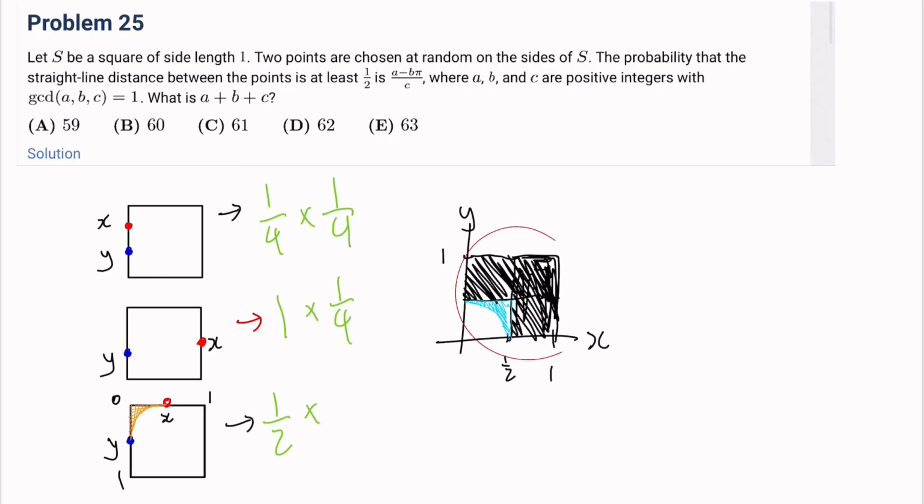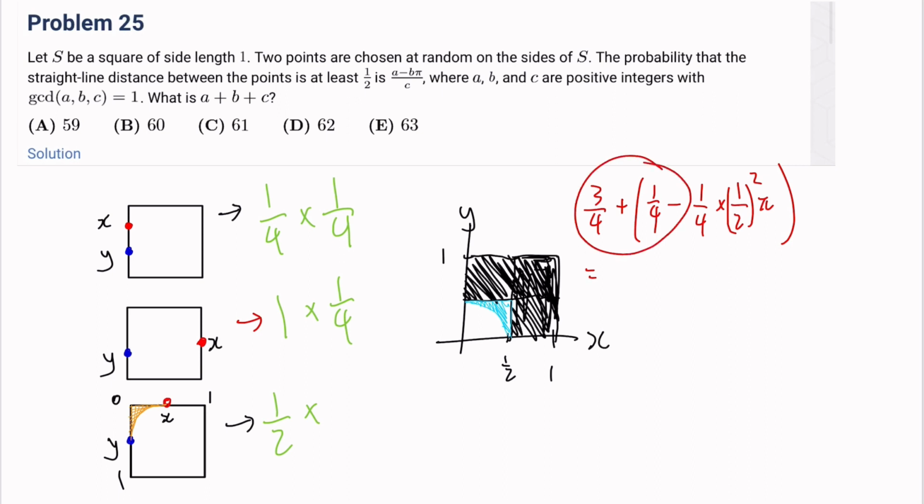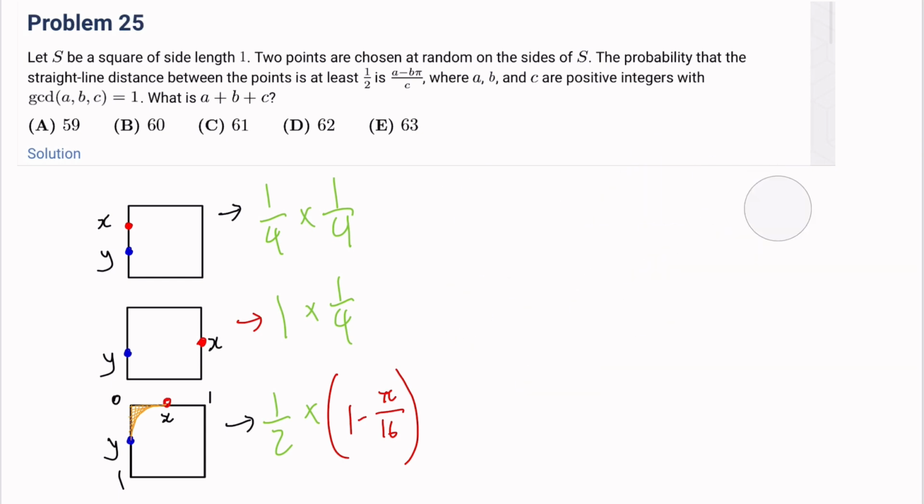And so now let's calculate this area. First, the black area is 3/4, so it's 3/4 plus, and then this blue area, that would be 1/4 minus 1/4 times 1/2 squared pi. So this much is 1, and it's minus 1/16 pi. And so this becomes 1 minus pi/16, right? And so that's all we needed to get.